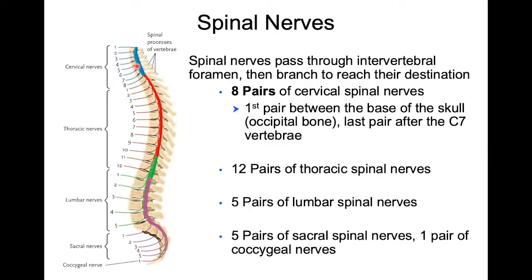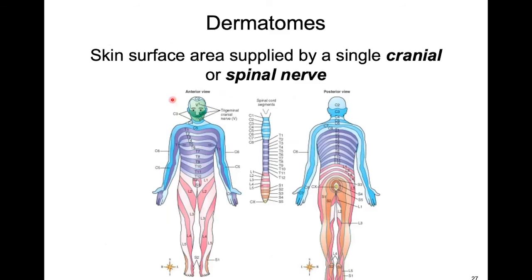So we have 8 pairs of cervical spinal nerves, we have 12 pairs of thoracic spinal nerves, 5 pairs of lumbar spinal nerves, and then 5 pairs of sacral spinal nerves, as well as 1 pair of coccygeal nerves. Now we can map both the sensory as well as the motor distribution of these various spinal nerve roots throughout the entire body. And what I've provided you with here is a dermatomal map. And dermatomes are distributions of the sensory neurons that pass through the various spinal nerves.